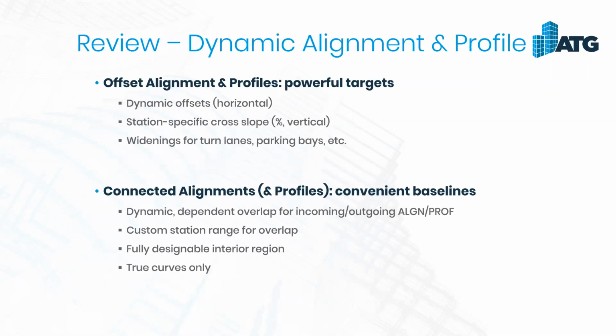We do have a fully designable interior region though. So between those two dynamic segments at the beginning and end of our connected alignment, we can put in a low spot for drainage. We can put in a high spot or whatever we need for all of that. It's completely up to us on the inside of that region. Now, we do need to keep in mind though, that this is only going to be useful for a true curve. We can't do something like an FAA runway turnout with those hard corners and those curious little chamfers. Connected alignments are true curves.